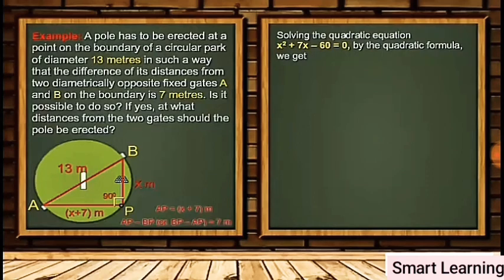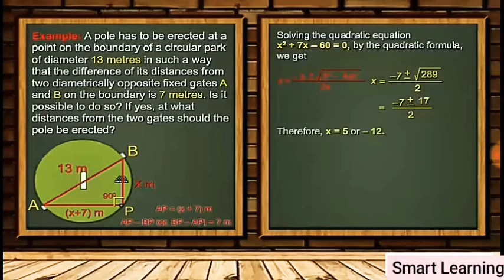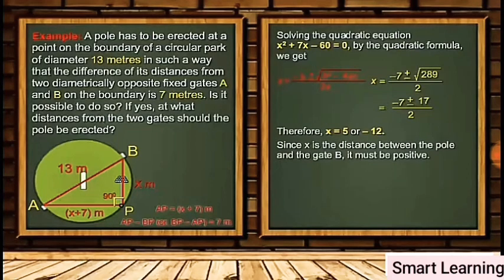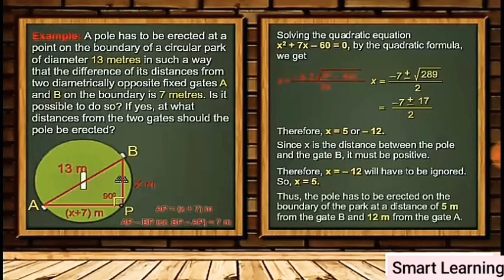Solving the quadratic equation x square plus 7x minus 60 is equal to 0, by the quadratic formula we get x is equal to minus 7 plus minus under root 289 upon 2, which is equal to minus 7 plus minus 17 upon 2. Therefore, x is equal to 5 or minus 12. Since x is the distance between the pole and the gate B, it must be positive. Therefore, x is equal to minus 12 will have to be ignored. So, x is equal to 5. Thus, the pole has to be erected on the boundary of the park at a distance of 5 meters from the gate B and 12 meters from the gate A.